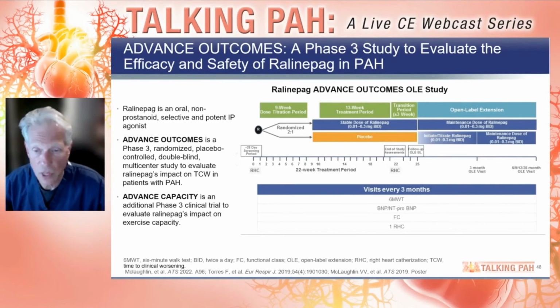This is a phase 3 trial, and the primary outcome is time to clinical worsening. And this is currently enrolling patients. It's a little further along than the serotonin study that I mentioned.